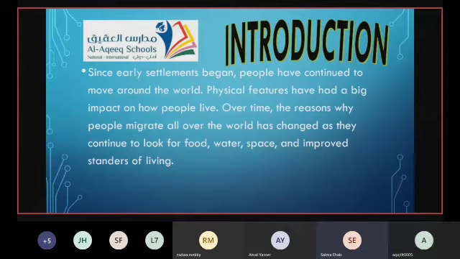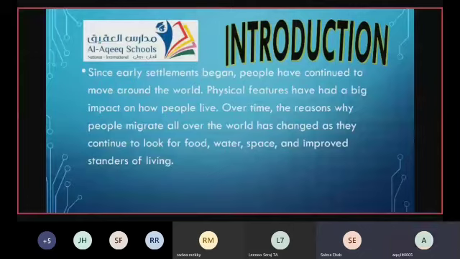Introduction. Since early settlements began, people have continued to move around the world. Physical features have had a big impact on how people live. Over time, the reasons why people migrate all over the world have changed as they continue to look for food, water, space, and improved standards of living.